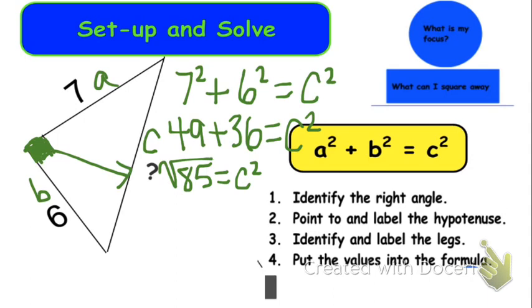Now I'm going to take the square root of 85, and I'm going to get C equals 9.21. Okay, if you have any questions, it's okay. Go ahead, stop the video, go back and see what questions you have, okay? And rewatch the video if you need to.